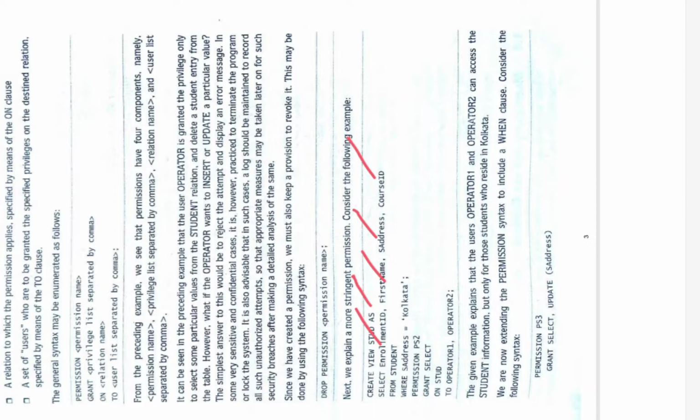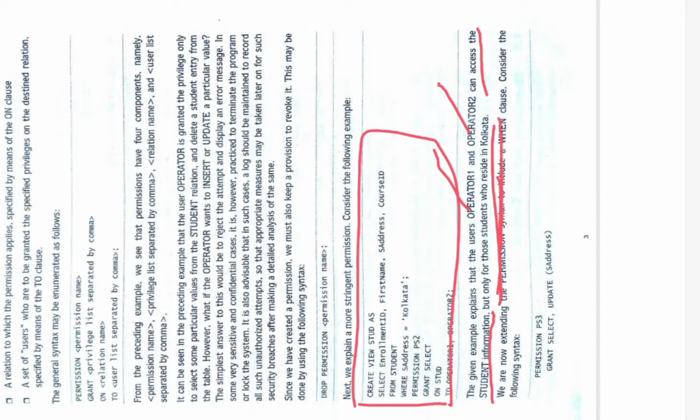And one more permission I am going to declare. The permission name is sp2, student permission 2. Here there is a spelling mistake, I have written ps2, but it is sp2. Then I apply grant select on stud to operator 1 and operator 2. That means operator 1 and operator 2 can access the student information, but only for those students who reside in Kolkata. That is the meaning, right?